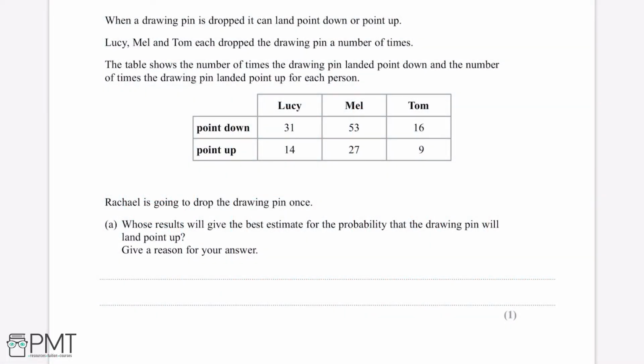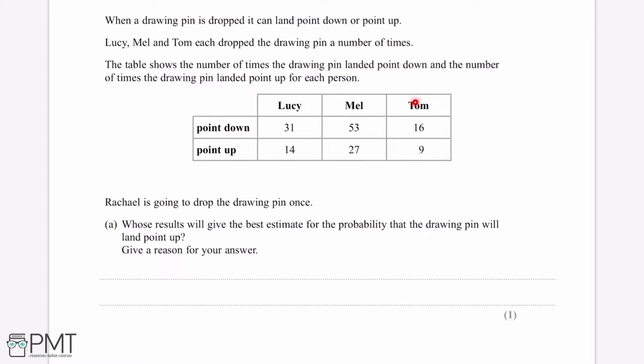When a drawing pin is dropped, it can land point down or point up. Lucy, Mel and Tom each dropped the drawing pin a number of times. The table shows the number of times the drawing pin landed point down and the number of times the drawing pin landed point up for each person. Rachel is going to drop the drawing pin once. Whose results will give the best estimate for the probability that the drawing pin will land point up? Give a reason for your answer.